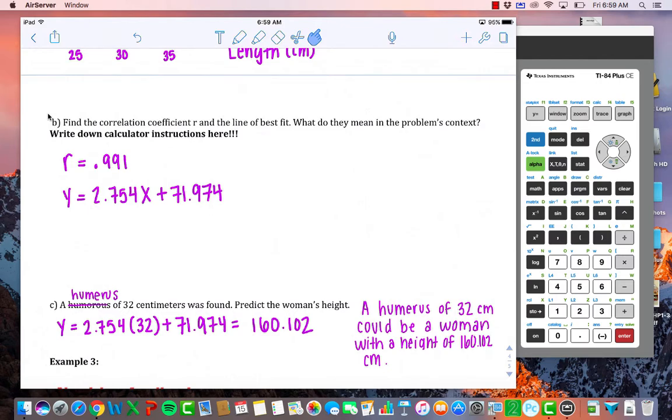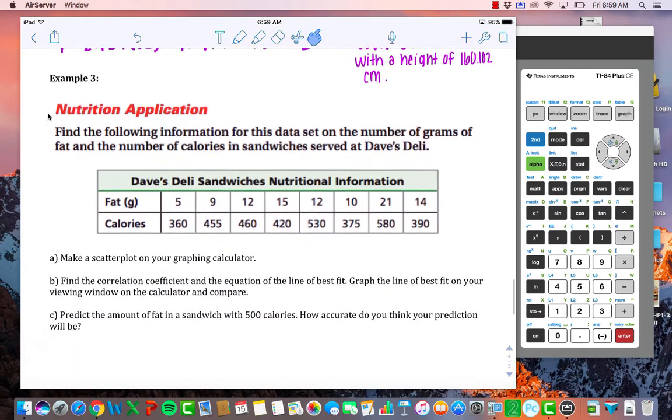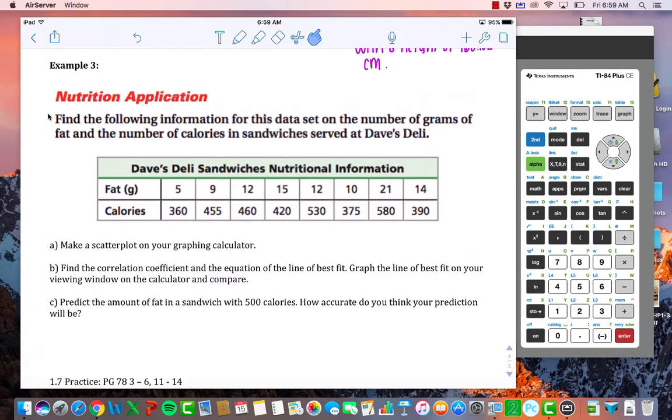We're going to do one more example, but notice that this time we're actually going to make a scatter plot on the graphing calculator. Excuse me. So I can show you how that's done. So this is: find the following information for this data set on the number of grams of fat and the number of calories in each sandwich served at Dave's Deli. So if you want to try this problem before I do it, go ahead and pause the video. Otherwise, you can keep watching to see what I do.